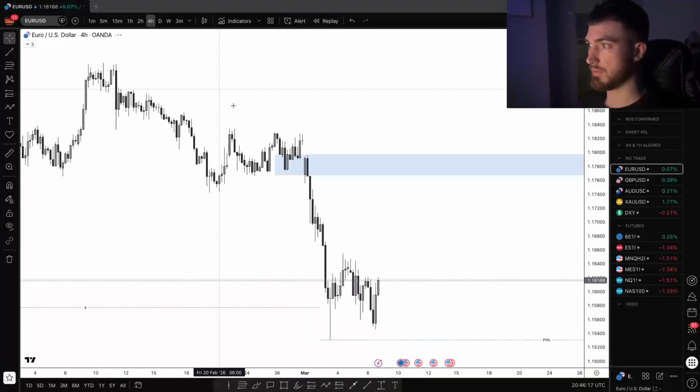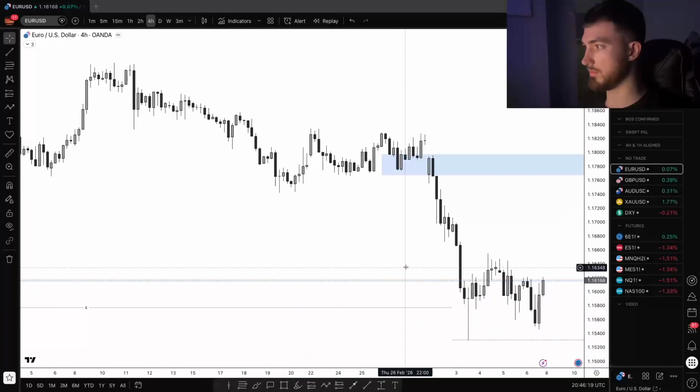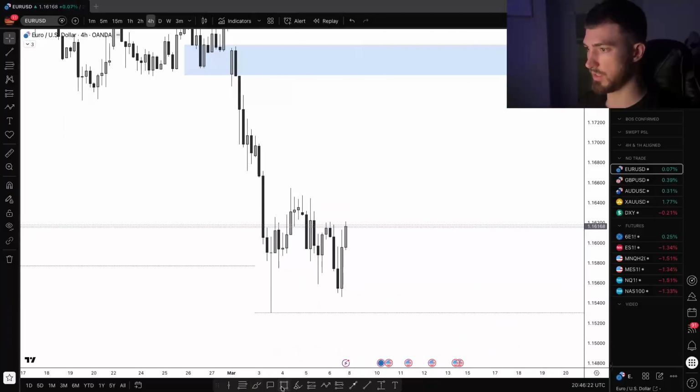So if we jump on the 4 hour chart, much like DXY, as I was saying, it is highly correlated. We have started to accumulate.